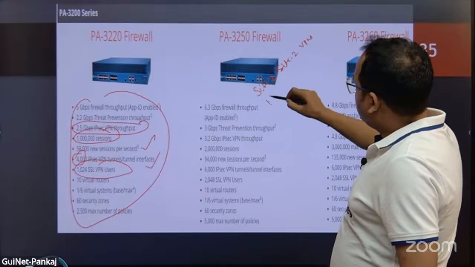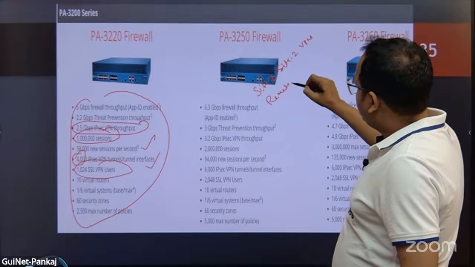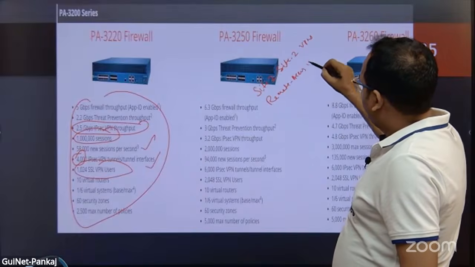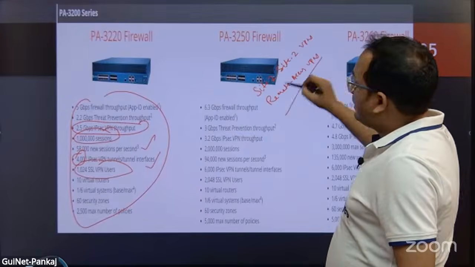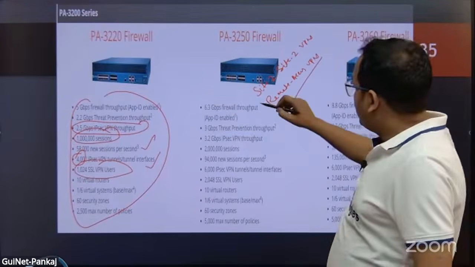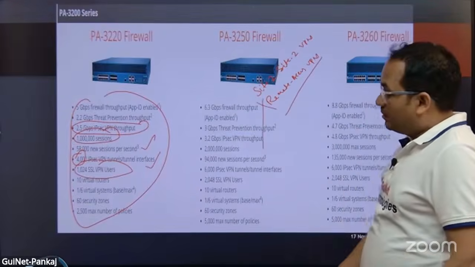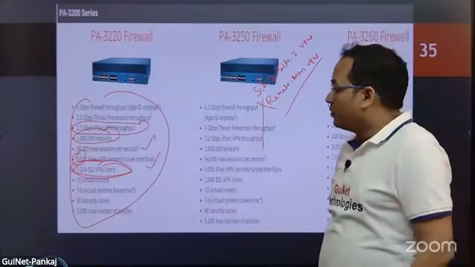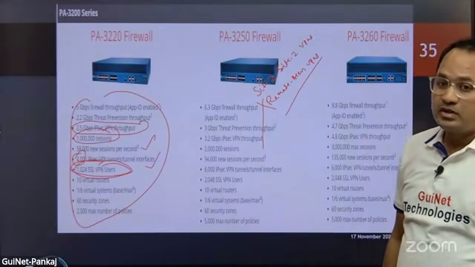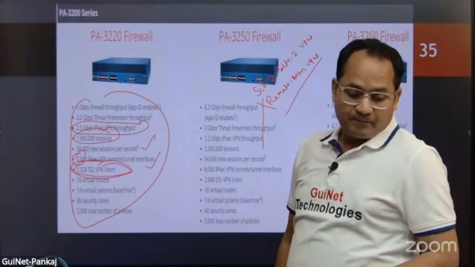And another is known as the remote access VPN. Another version of firewall like PA-220 or 820 doesn't support this remote access VPN, but this firewall supports it. This is the 4024 SSL VPN users, which means you can create 1024 SSL. Yes, Rekha, please go ahead.